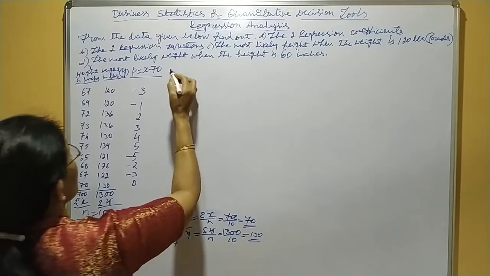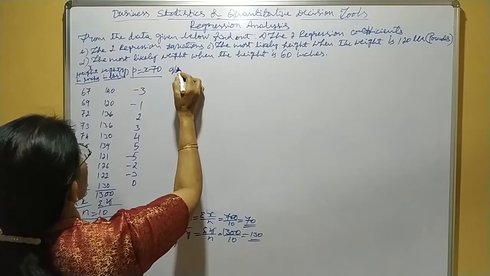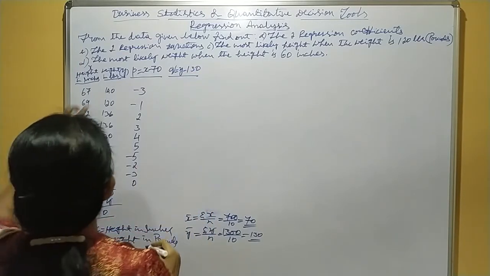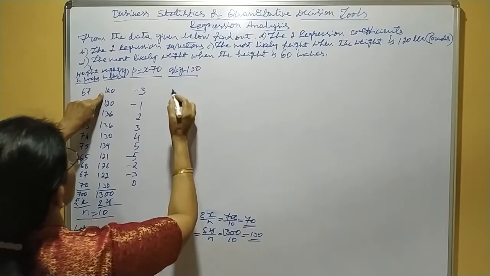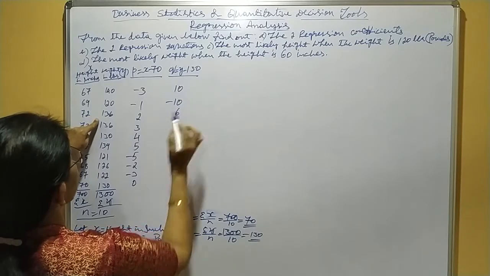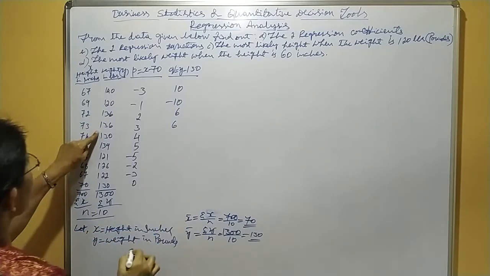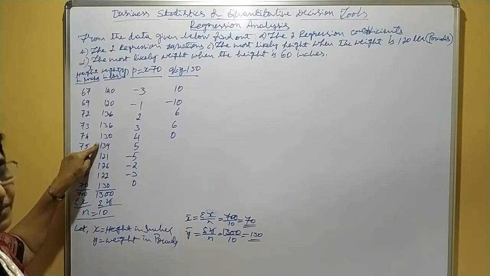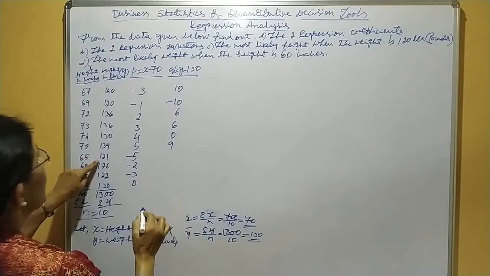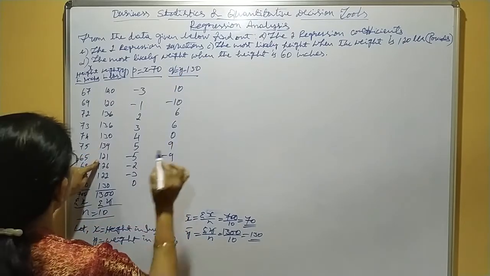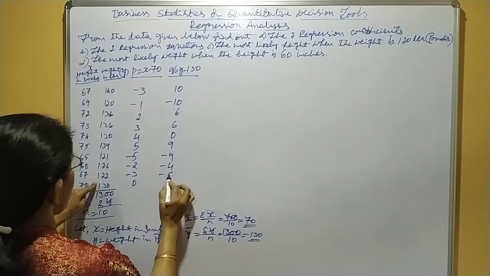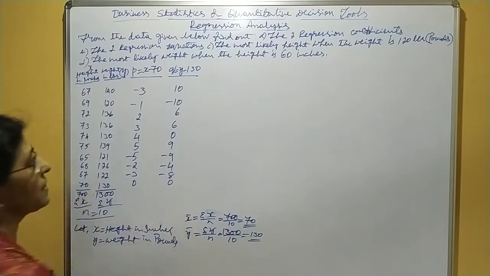Okay. Now next we have to take Q. Q equals y minus y bar. Y bar is how much? 130. Now 140 minus 130, 120 minus 130, 136 minus 130, 136 minus 130, 130 minus 130, that is also accidental, 139 minus 130, 121 minus 130, 126 minus 130, 122 minus 130, 130 minus 130.